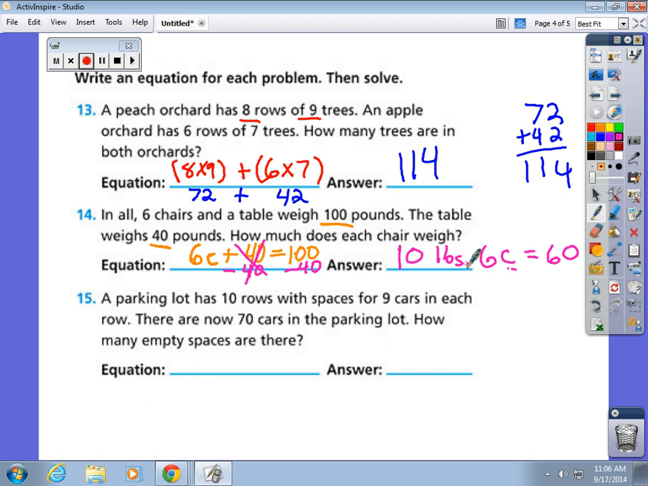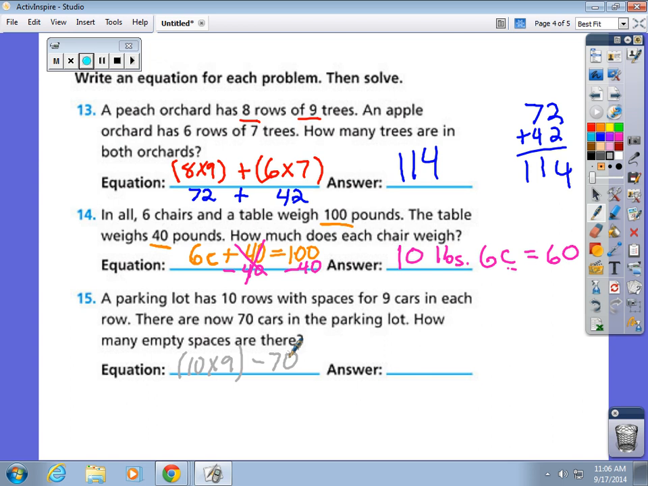10 pounds per chair. A parking lot has 10 rows with spaces for 9 cars in each row. There are now 70 cars in the parking lot. How many empty spaces are there? Well, we know that there are 10 rows with 9 cars in each one. Our spaces for 9 cars. So that's the total number of spaces that are available for us to fill up. Now, we've already got 70 cars in there, so let's take away those 70 to see how many spaces are left.